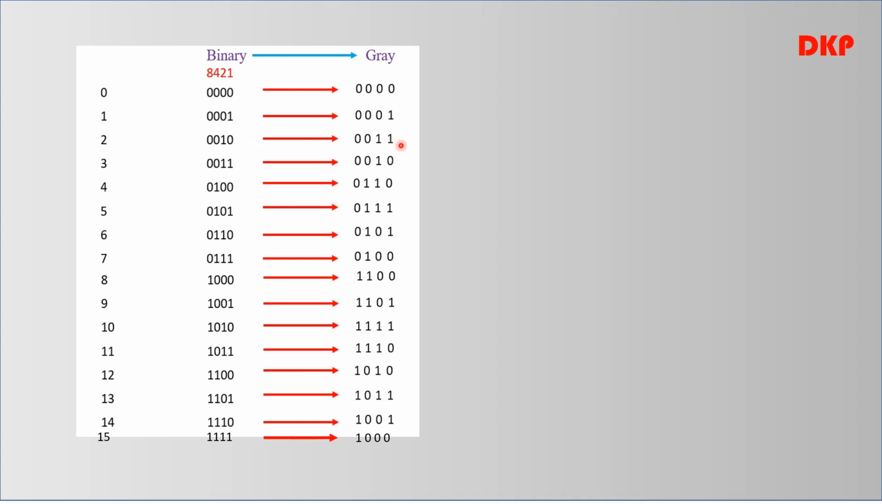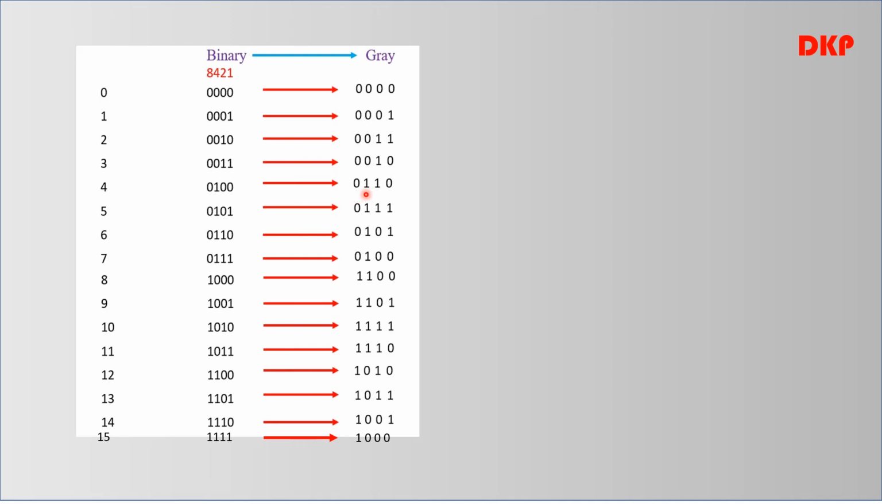Similarly, when you compare 2 with 3, you will get the last bit changes from 1 to 0. Rest of the bits are the same. When you compare the gray code of 3 and 4, you can see that the second bit changes from 0 to 1. The other bits are the same.